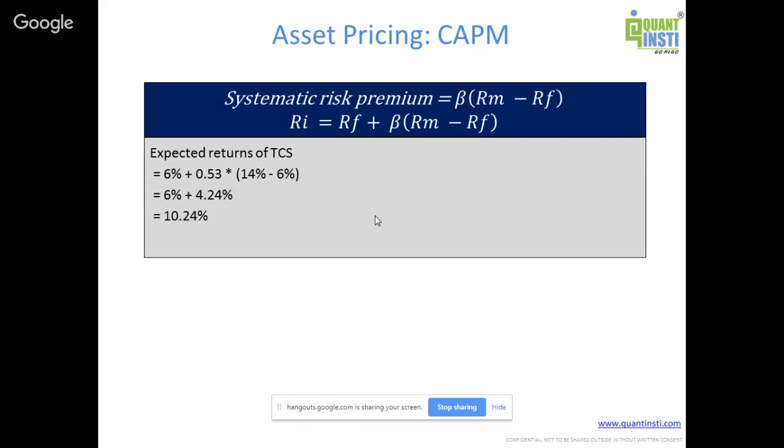And this is a very famous model with the name of CAPM, which is Capital Asset Pricing Model. So it has created a framework and it says if the expected return from market is 14% and the sensitivity of the TCS to the market is 0.53, then you can expect 10.24% from TCS.